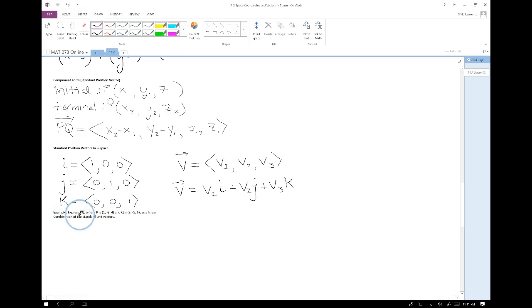So we are going to want to express the vector PQ, where P is 1, negative 3, 4, and Q is 3, negative 5, 6, as a linear combination of the standard unit vectors. They're just referring to this format. Linear combination means we're using multiplication by coefficients and addition or subtraction. So what we've been given is the terminal point and the initial point. So we want to create a vector in standard position, and then we want to rewrite it with i, j, and k. So we're going to use both of these concepts here.